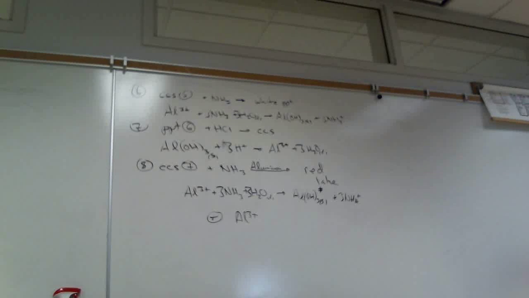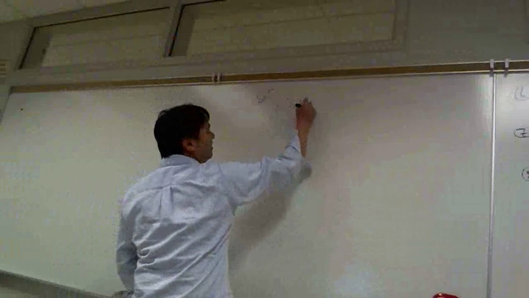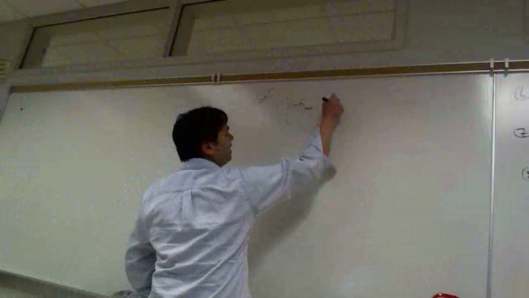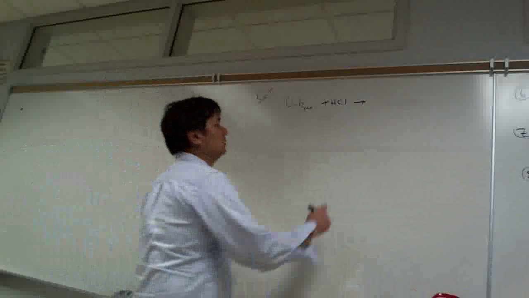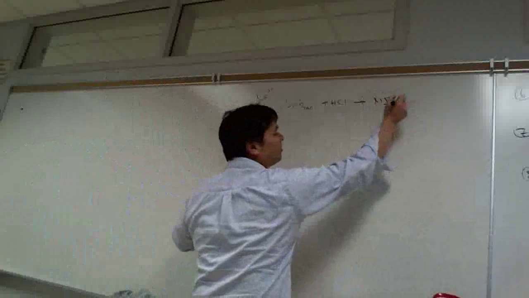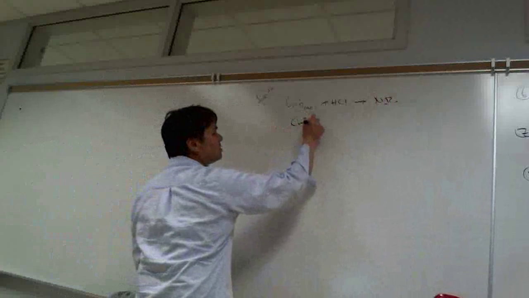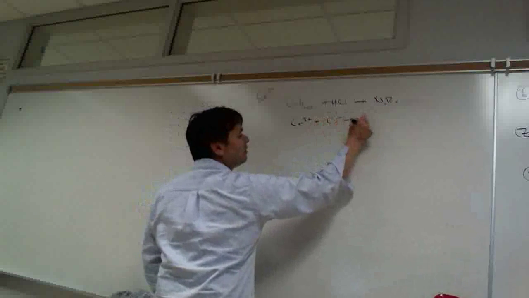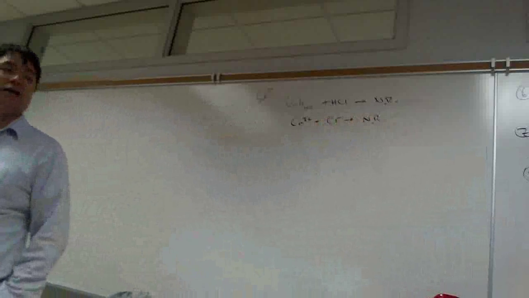This is chromium 3. So, for chromium 3, if our original unknown contained chromium 3 and we add HCl, what do we get? NR, no reaction, because chromium 3 plus chloride, we don't expect any precipitate. There's no driving force for that. There's no driving force for reacting with H plus either.